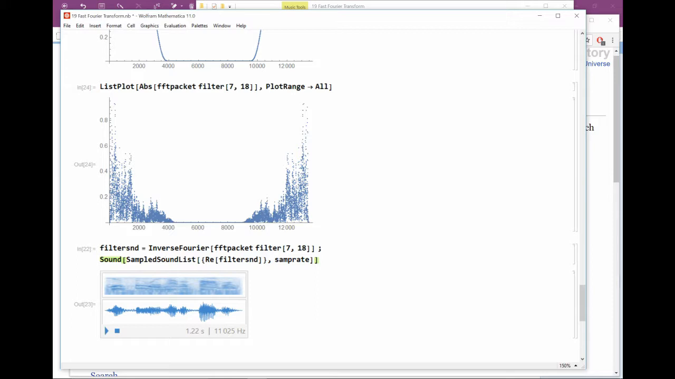You can see that the noise is actually getting a lot quieter. It does affect the voice because the higher pitch parts of the voice are also erased.